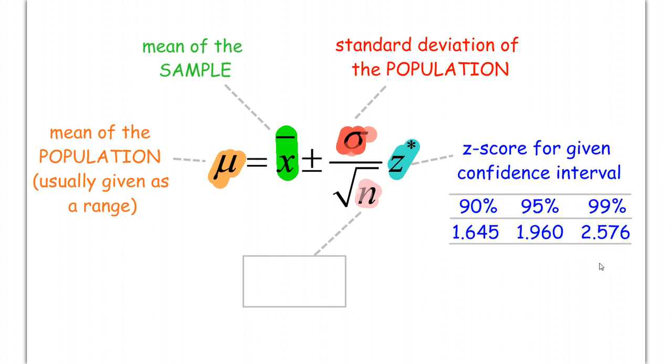Z star is the z-score for the given confidence interval. So if we're doing a 90% interval, we're looking at 1.645 and so forth. And then finally in pink here, n is our sample size. So we said in that little example, if we had a sample size of 50, we would average the values together to get our X bar. N would be 50, our sample size.